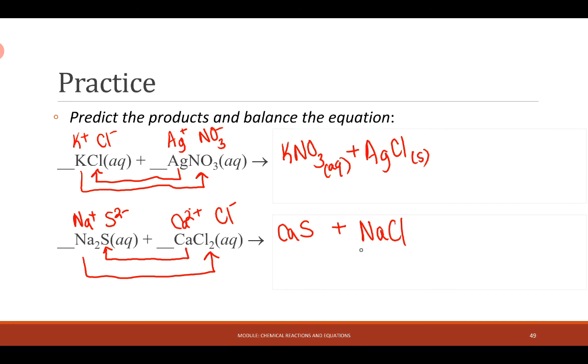Sulfides are generally insoluble except for those containing ammonium, calcium, and group 1 and stuff. So that's aqueous. Then we have sodium chloride. Chlorides are generally soluble, and sodium's not an exception to that. So that's aqueous. And you can see that everything here is aqueous. Since it's all aqueous, no reaction happens.